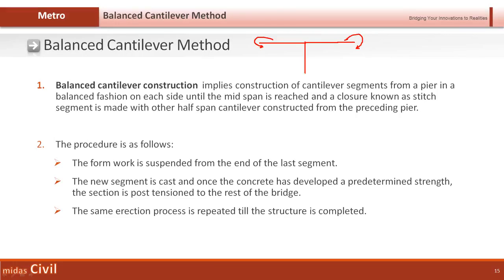So it doesn't require a separate formwork or anything to support these segments. So the advantage is considerably less formwork is required, and considerably less false work is required.